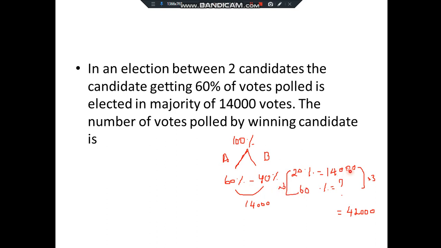Similarly, 14,000 into 3, which is equal to 42,000, which is the answer. So the first question, you have understood, right? This question, try to solve by yourself and find the answer, okay?